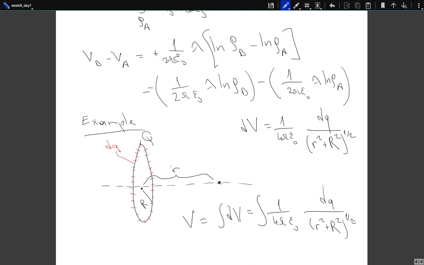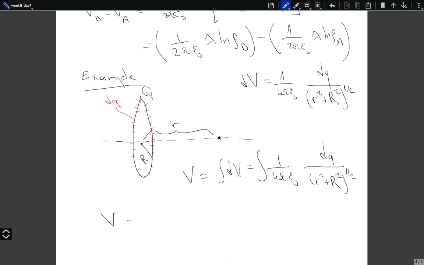But now, for all of those segments, this is just a constant. This small r is the distance from the center. So for all the segments, this small r is the same. This capital R is just the radius of my ring. So for all those segments, they are the same. So these are all just constants.